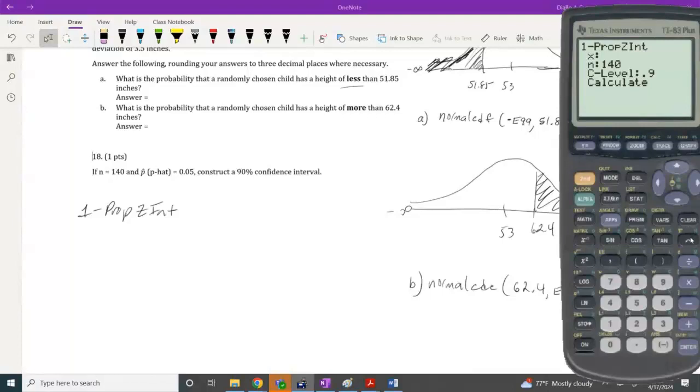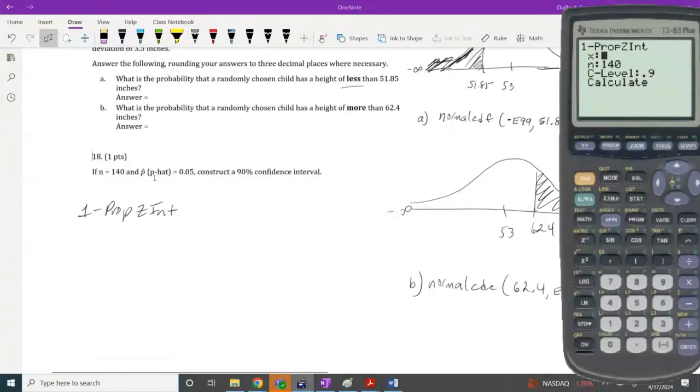Okay, so now it asks us for x, it asks us for n, and it asks us for the C level, the confidence level. So we know that n is 140. Remember, n is the number of trials. But they don't give us x in this problem. What we have to do is set up an algebraic equation to find x. So this is how we do that.